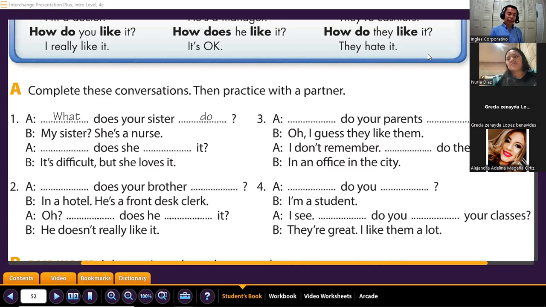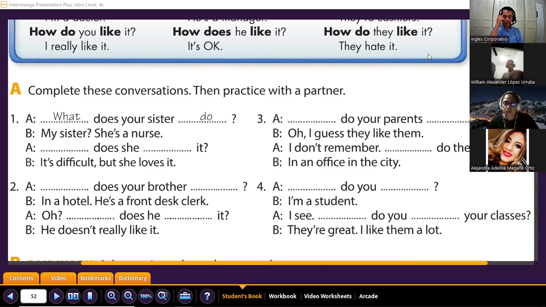Nice. Conversation three, group number one, William and Karen. William A, Karen B. Action. How do your parents like their jobs? Oh, I guess they like them. I don't remember. Where do they work? In an office in the city.